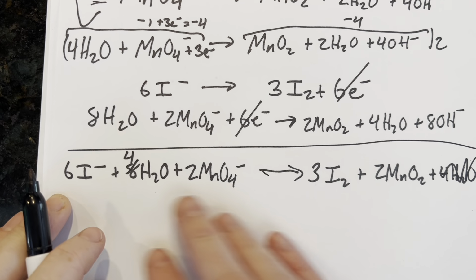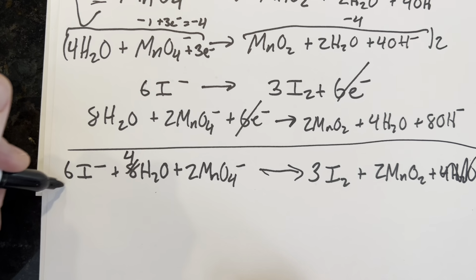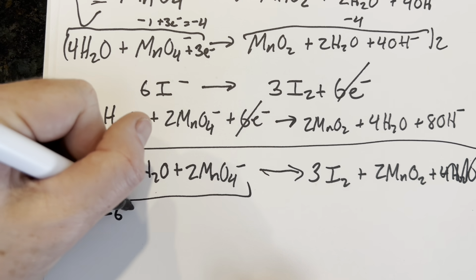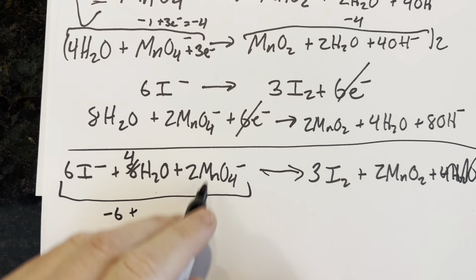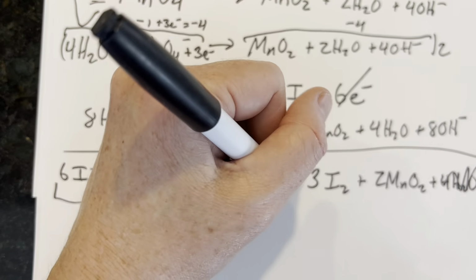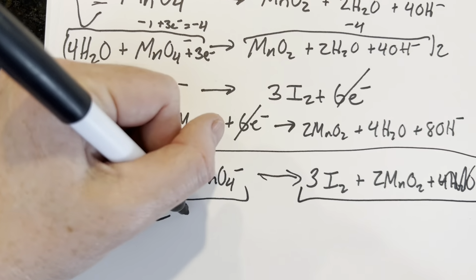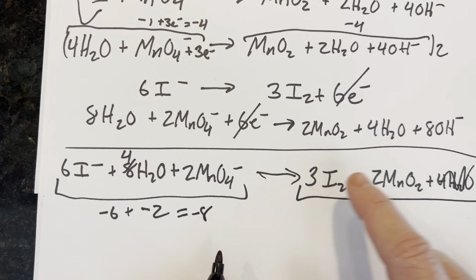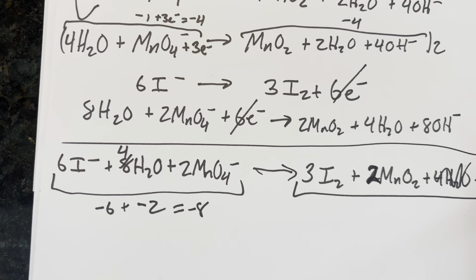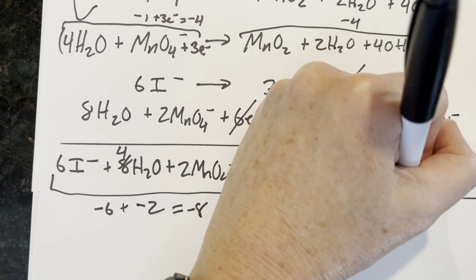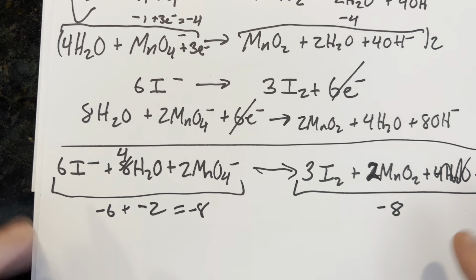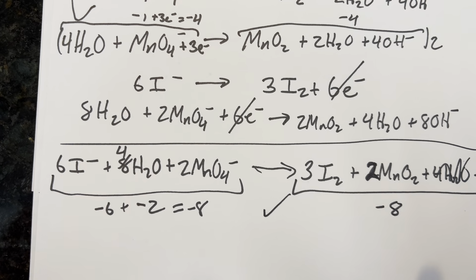And last but not least, we want to check to make sure everything adds up. Here I have -6 from this, plus 0, plus 2 negative from this manganese, for a total of -8. And over here, let me make it better, 2 there, it was a horrible 2. Over here, we have 8 negative from the OHs, so -8. -8, -8, everything should be balanced, and that is our final answer.